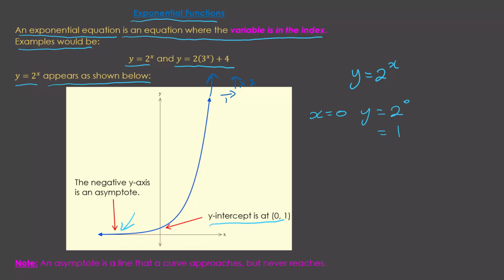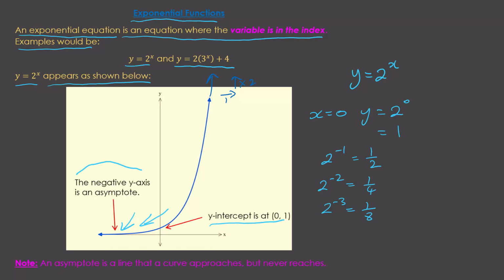The values here get very, very small. Think about 2 to the negative 1 is a half. So when x is negative 1, the value is a half. 2 to the negative 2 is a quarter. 2 to the negative 3 is an eighth, and so on. So it's halving all the way down there. But it will never get to 0.